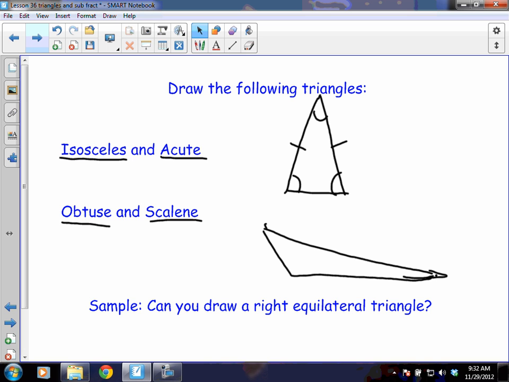I'm going to give you a challenge down at the bottom. Can you draw a right equilateral triangle? See how you do. That is lesson 36, all about triangles.